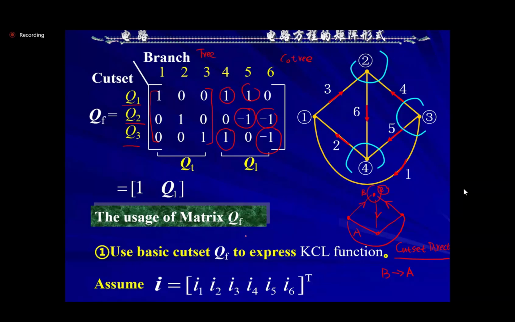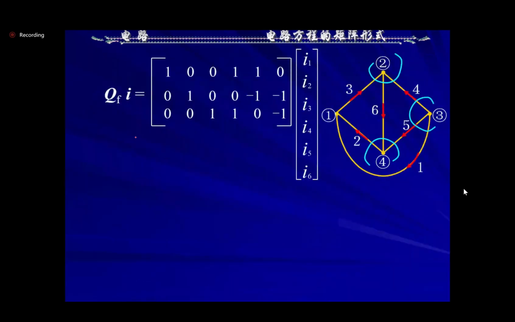The usage of the matrix Q. We can use matrix Q to express the KCL function. Assume the branch currents I1, I2 to I6 transform. We use Q multiply I. Q1, Q2, Q3. Q1 is branches 1, 4, 5. Q2 is 2, 5, 6. Q3 is 3, 4, 6.